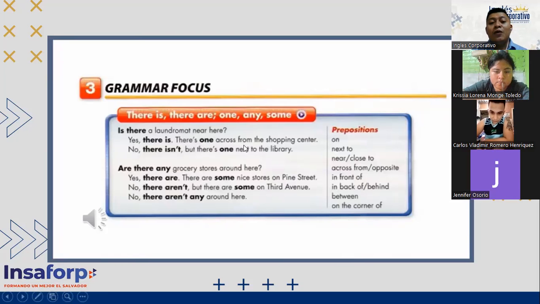No, there isn't, but there's one next to the library. No, no hay uno cerca. Hay uno a la par de la biblioteca. But there's one next to the library. Are there any grocery stores around here? So this is for plural, as Cristian said. Are there any grocery stores? Plural. ¿Hay algunas tiendas de alimentos aquí? O en estos alrededores, cerca de acá, around here. Then you say, yes, there are. There are some nice stores on Pine Street. No, there aren't, but there are some on Third Avenue. No, there aren't any around here.